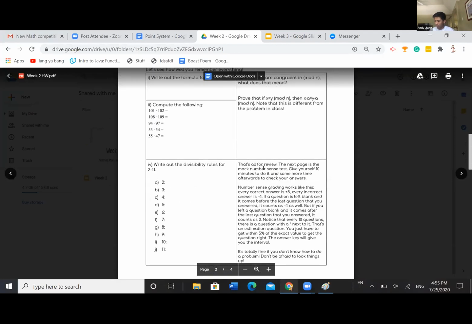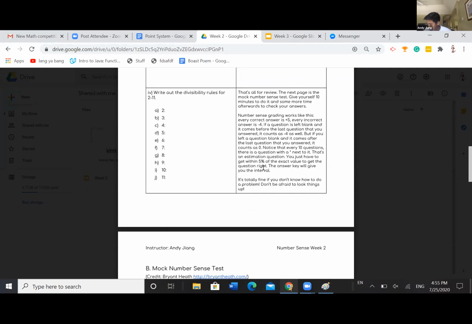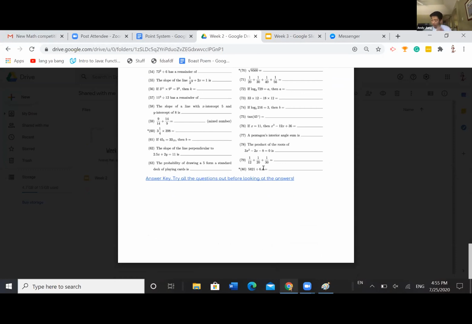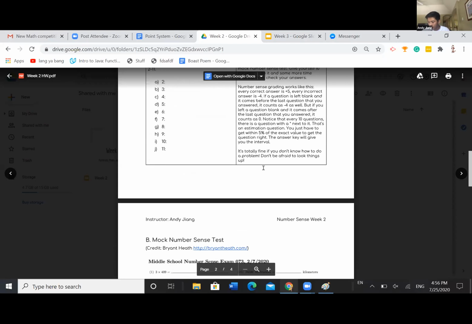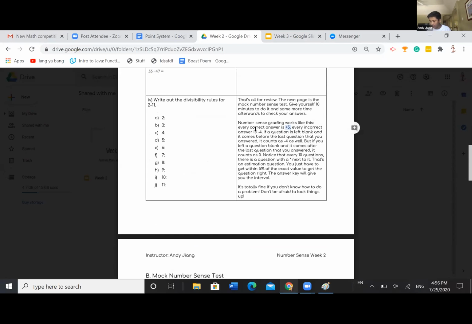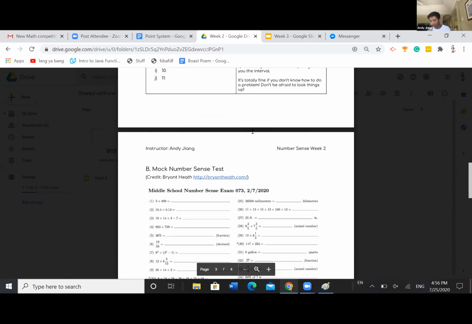So about number sense scoring, you'll notice that in most number sense tests, you have 80 questions. And most people give you 10 minutes to do it. So 10 minutes, 80 questions, that's 7.5 seconds per question. That's why I'm giving you 1 minute or half a minute to do each question. I really want y'all to get to the point where you can do all of this. So the grading works by giving you +5 for every correct answer, -4 for every incorrect answer. And that includes all the skipped problems you did before the last question that you answered.